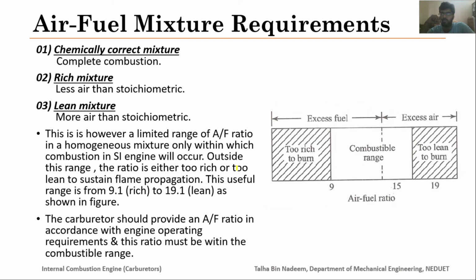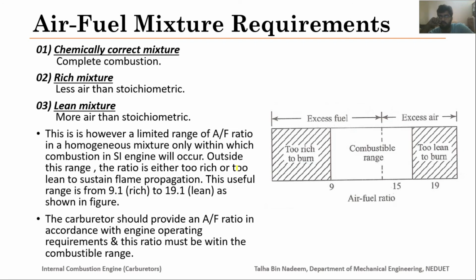So rich mixtures are those mixtures in which you have provided a lesser amount of air, or you can simply say more amount of fuel. Then we have a third type of mixture, that is a lean mixture. Lean mixture means that if a fuel molecule requires 10 molecules for proper combustion and you have provided 12 molecules of air, it means you have provided some additional amount of air for combustion. Such types of air fuel mixtures are called lean mixtures.